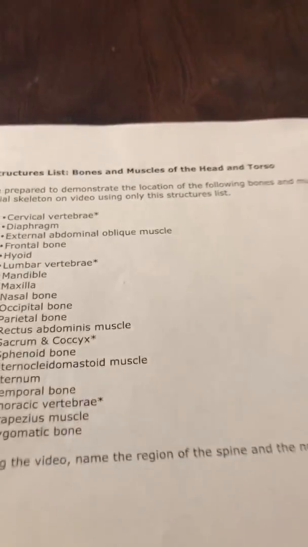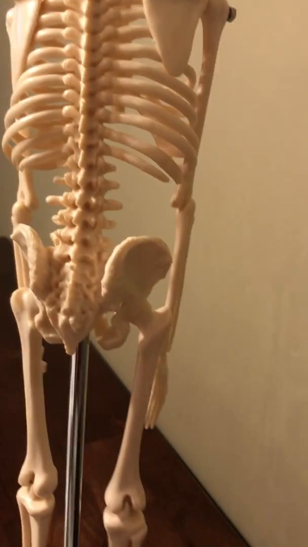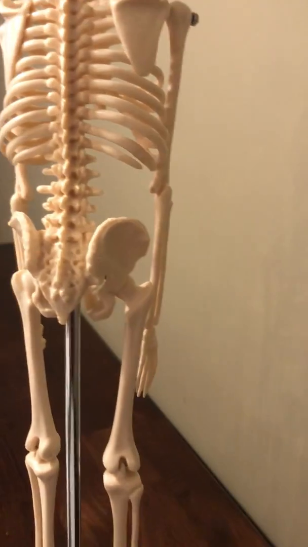So we are going into our structures list. Bones and muscles of the head and torso. We have the cervical vertebrae. So cervical vertebrae here, there are 7. The diaphragm, I'll show you on my volunteer.